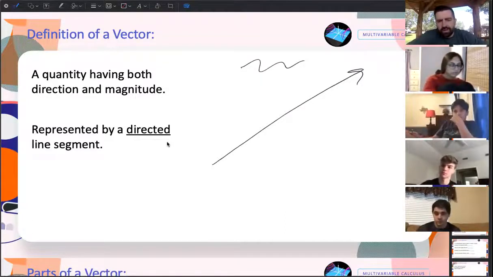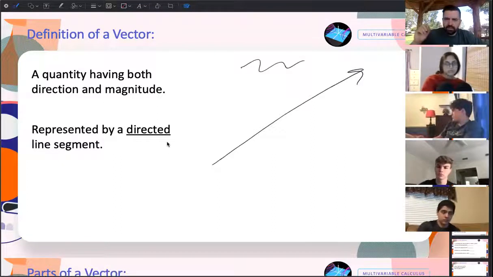If you think back to geometry, this looks similar to a ray. The difference is a ray would keep going where that arrowhead is. That's generally with a ray considered to be going on forever. With a vector, it stops. That's just indicating the direction it's going. It doesn't actually keep going that direction forever.